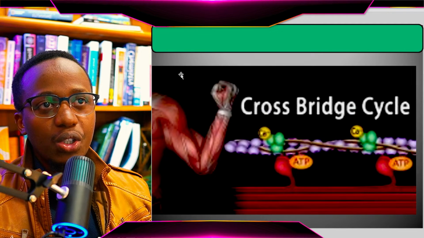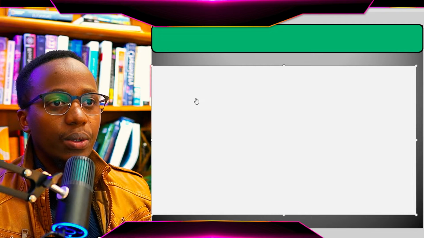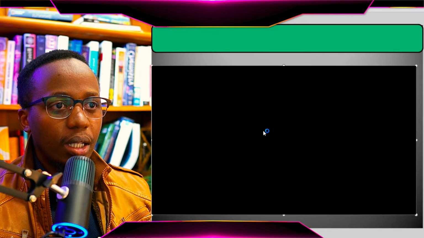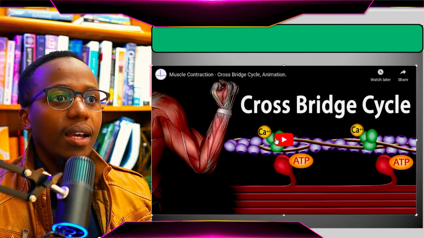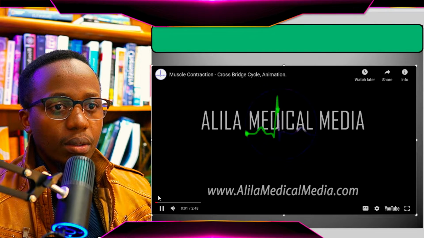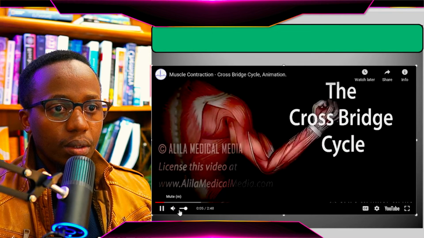And let me see if I can show this a little better. Hopefully we can make this work. Yes, we can. All right. Muscle contraction is at the basis of all.